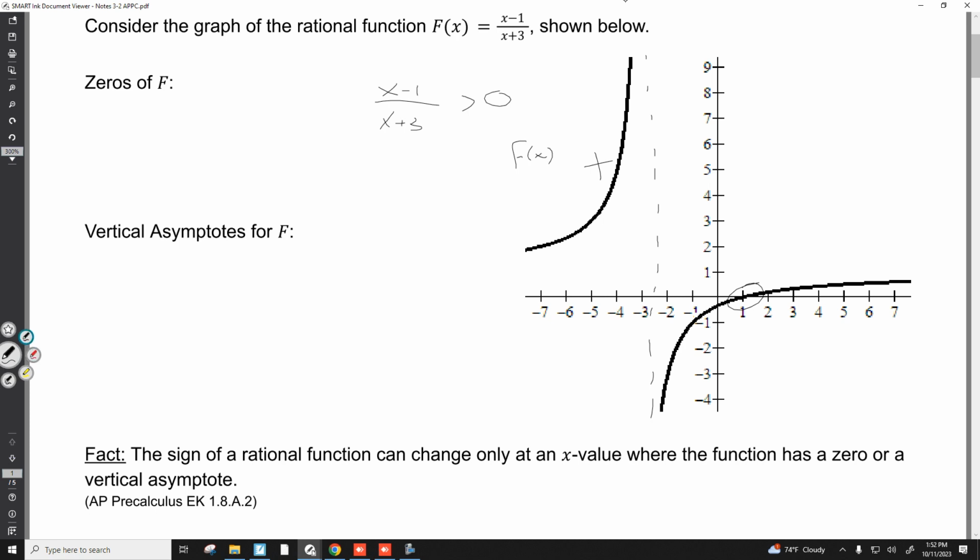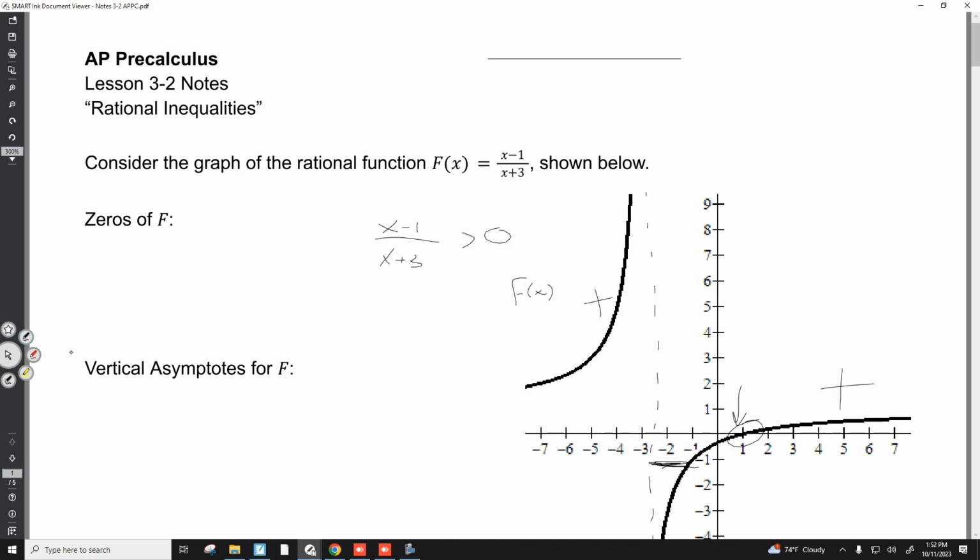We're talking about behavior around a vertical asymptote more later. We can see that we do not have a point at the vertical asymptote, and then we quickly shift to having negative values to the other side of our vertical asymptote. It won't always be like that, but here we can see there is a sign change at a vertical asymptote. We see at this zero, we change signs again. So our goal is to be able to produce our sign chart, focusing on our possible sign change locations, which are our zeros and our vertical asymptotes. These are both possible sign change locations.